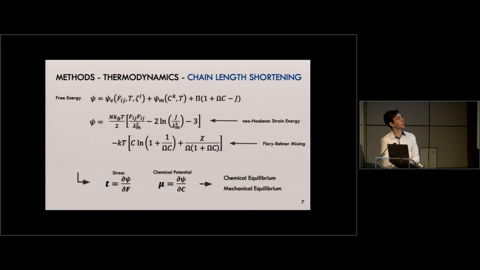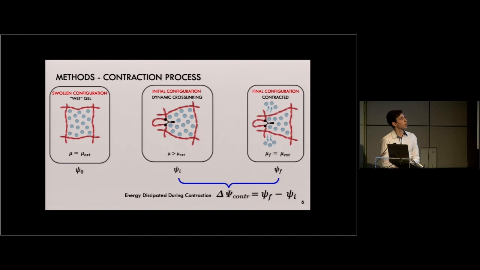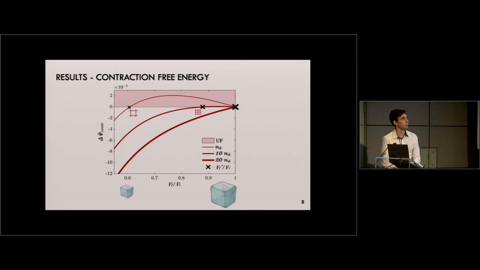And from this expression, we determine the stress and the chemical potential, which enables us to apply mechanical and chemical equilibrium to the system. So again, we're interested in this because we want to calculate the change in free energy between this initial state after we've shortened the chains to this final state and determine if this contraction energy is negative. If it's positive, it's not a dissipated term, and the contraction does not occur.